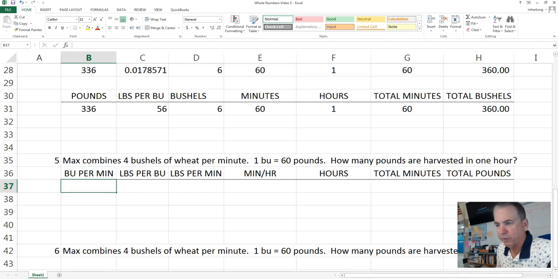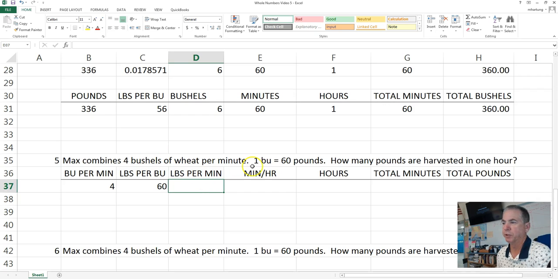Let's go ahead and put in the information that's given to us here. Max combines 4 bushels of wheat per minute. So let's go ahead and put the 4 in. We're given that 60 pounds equals 1 bushel. Pounds per bushel, 60. So we're not given how many pounds per minute. That we need to calculate.